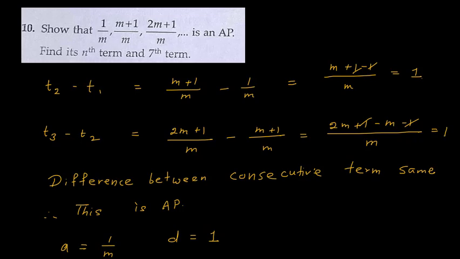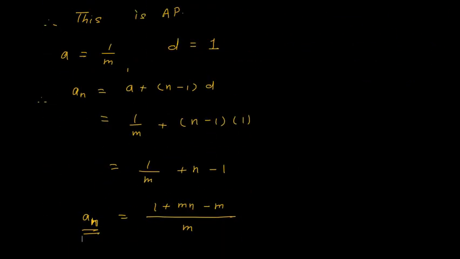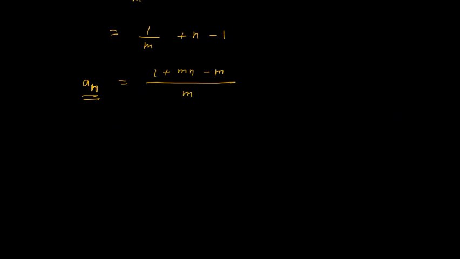Okay, and the nth term we have found, and yes, they have asked me to find the 7th term also. So for the 7th term, a7 is equal to 1 plus m will remain as it is. In place of n I will write 7, so it is 7m minus m whole divided by m. So this is the 7th term. This is equal to 7m minus m is 6m, so it is 6m plus 1 divided by m.